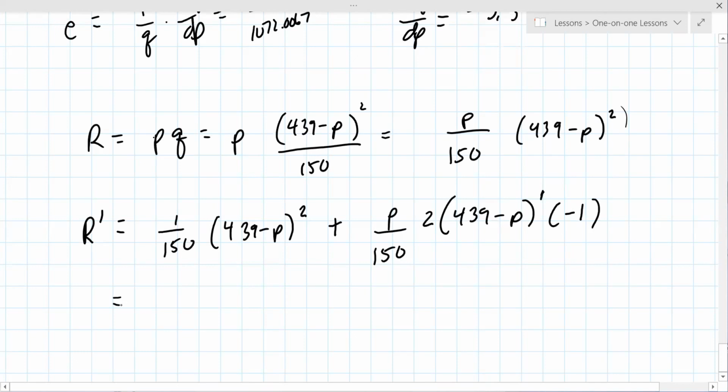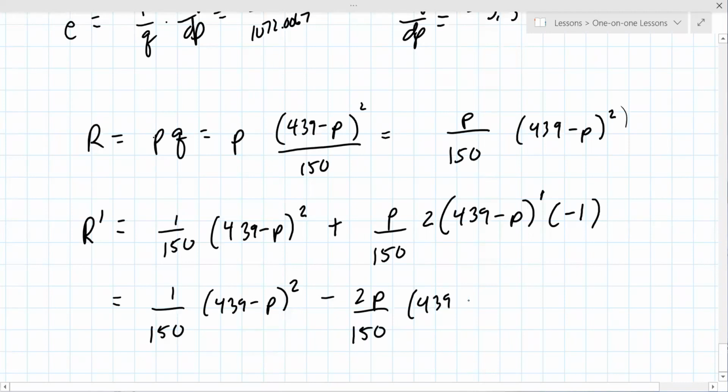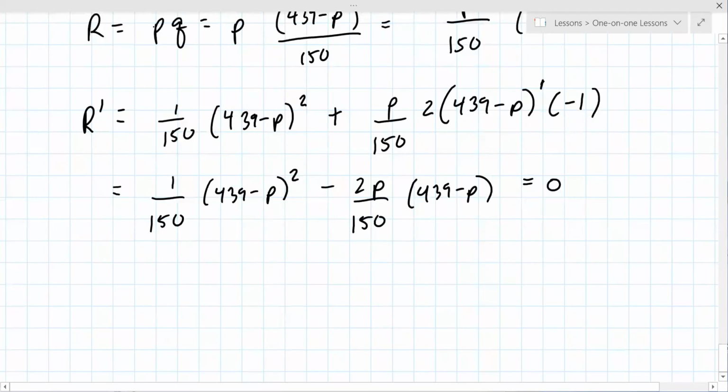So let's just clean this up a little bit. It's 1 over 150, 439 minus p squared. This -1 and this -2 make minus 2p over 150, 439 minus p, and we're setting this equal to 0. That's just a cleanup step. It's not really much going on there otherwise.